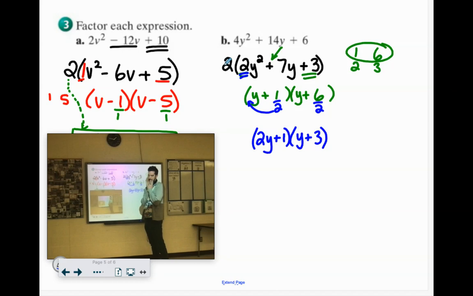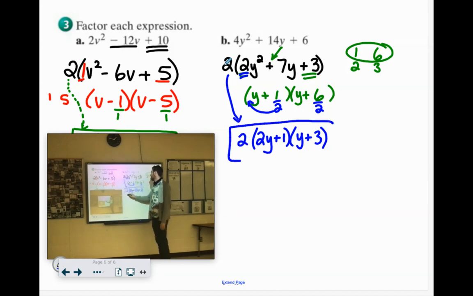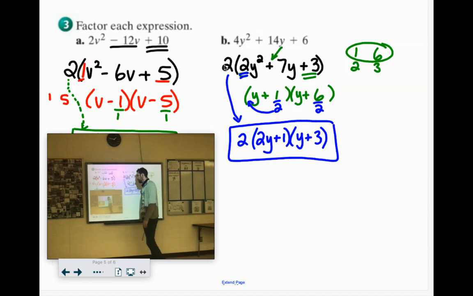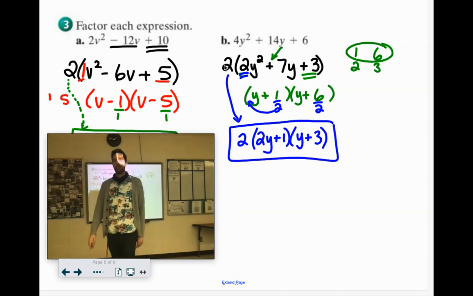What did I forget? I'm so forgetful. That's right, the greatest common factor from earlier, the 2. Always remember the greatest common factor. Don't forget me, said the greatest common factor.